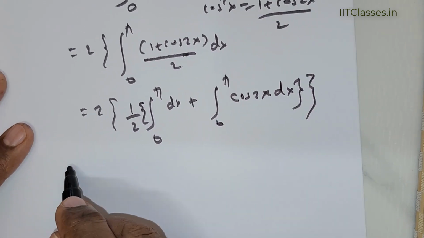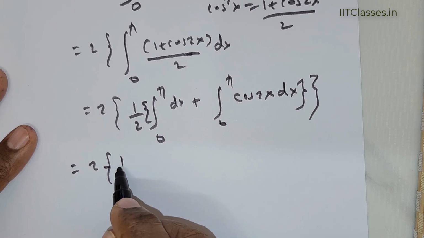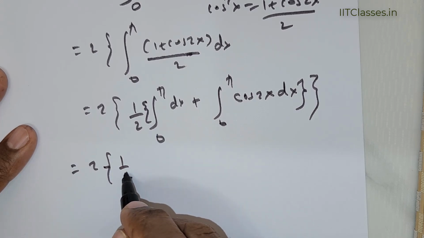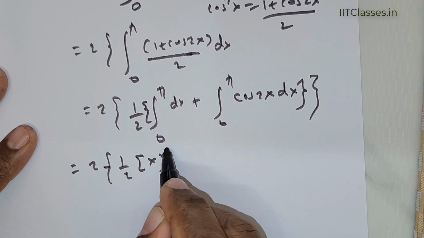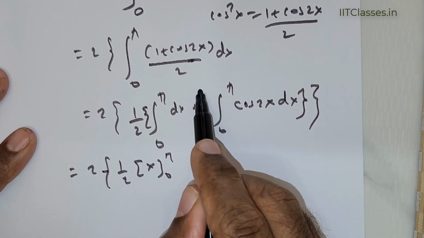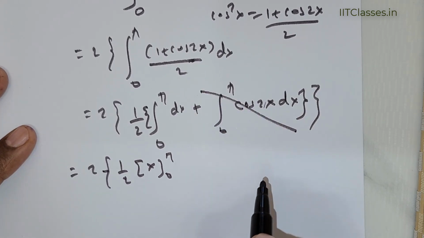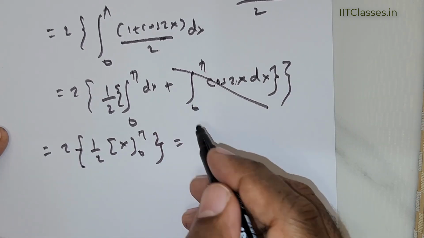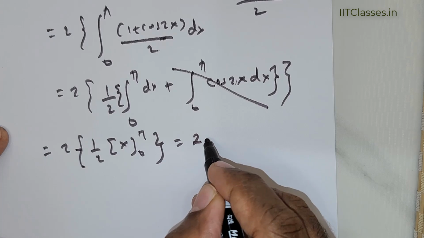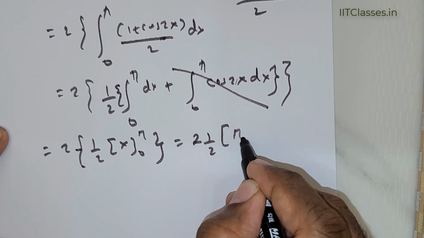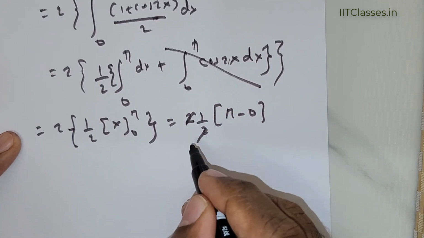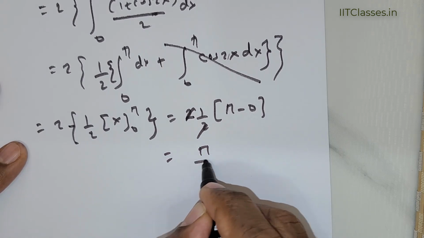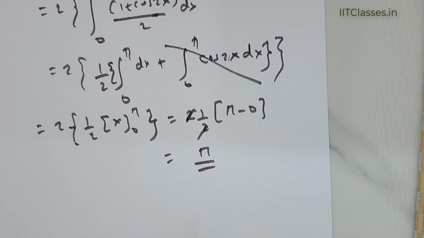Okay, fair enough. So this is going to be 2 times 1 over 2. I integrate this, what do I get? I get x, the limits are 0 to pi. But this one will be off because it will produce a sine. So this is what is left out from the original integral. So 2 multiplied with 1 over 2, I substitute the upper limit minus the lower limit. The 2 gets cancelled. I get the answer as pi. So this is what we have got.